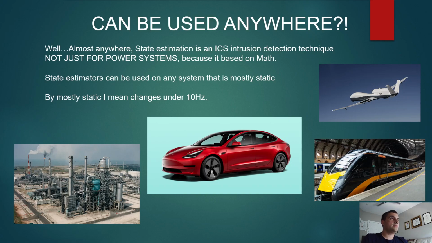It can be used anywhere because it's a numerical technique. Any system that's roughly stable and follows the laws of physics, you can use state estimation as a technique for detecting an attacker. It's an ICS intrusion detection technique, not just useful for the power industry. The only real limitation is that the system needs to be mostly static. Once things start changing over 10 hertz, there's research into dynamic state estimation, but it's by no means a well-established technique.